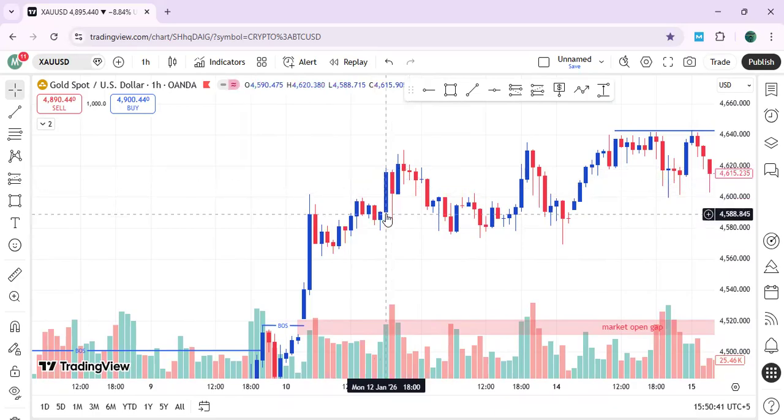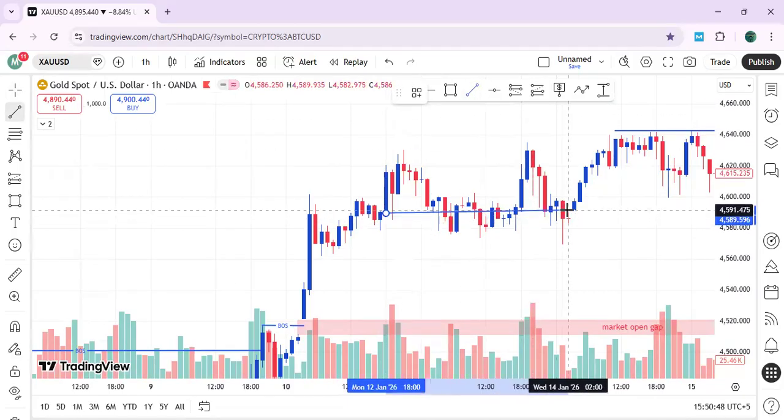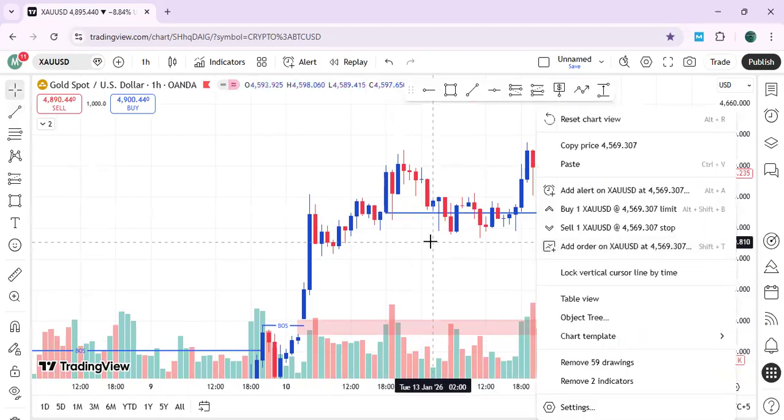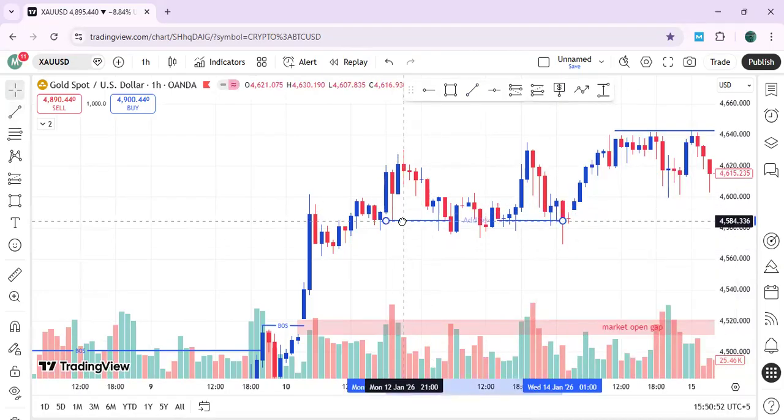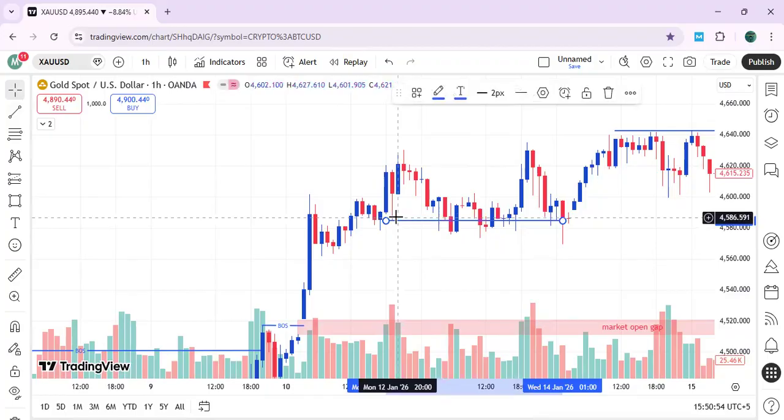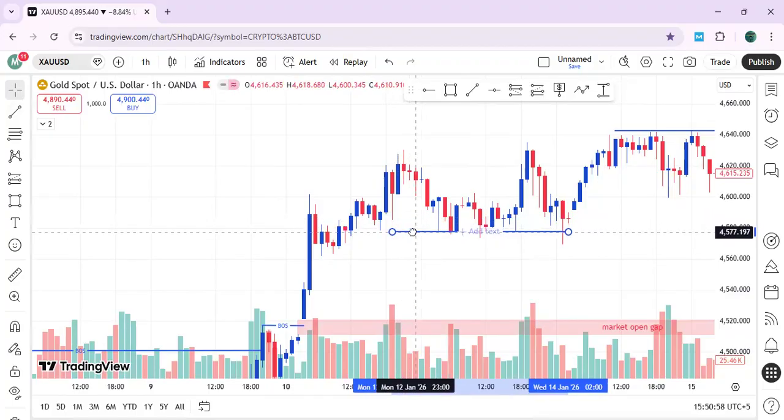Now this low should be broken, but the market never broke it. The market just sweeps this one. Firstly, this one is our low point of the independent bar. Again, the market sweeps. Now, below that point, a complete candle body should close below this one.